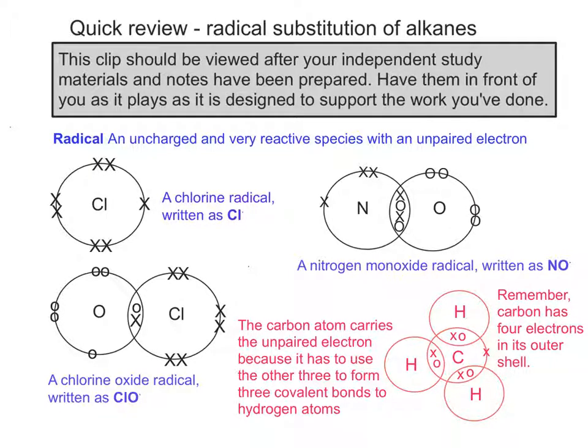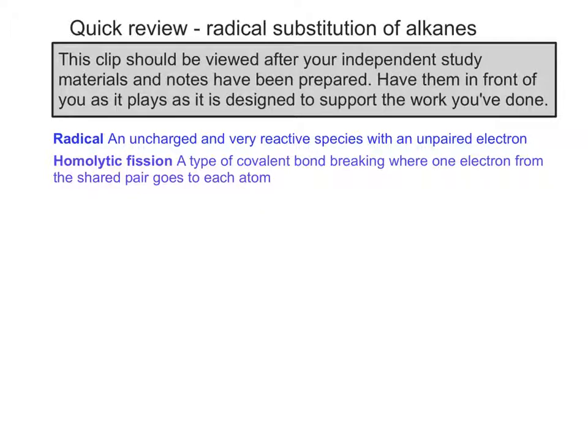So let's now have a look at how radicals are formed in the first place. To do this we need to introduce another term called homolytic fission. It's a type of covalent bond breaking where one electron from the shared pair goes to each atom.